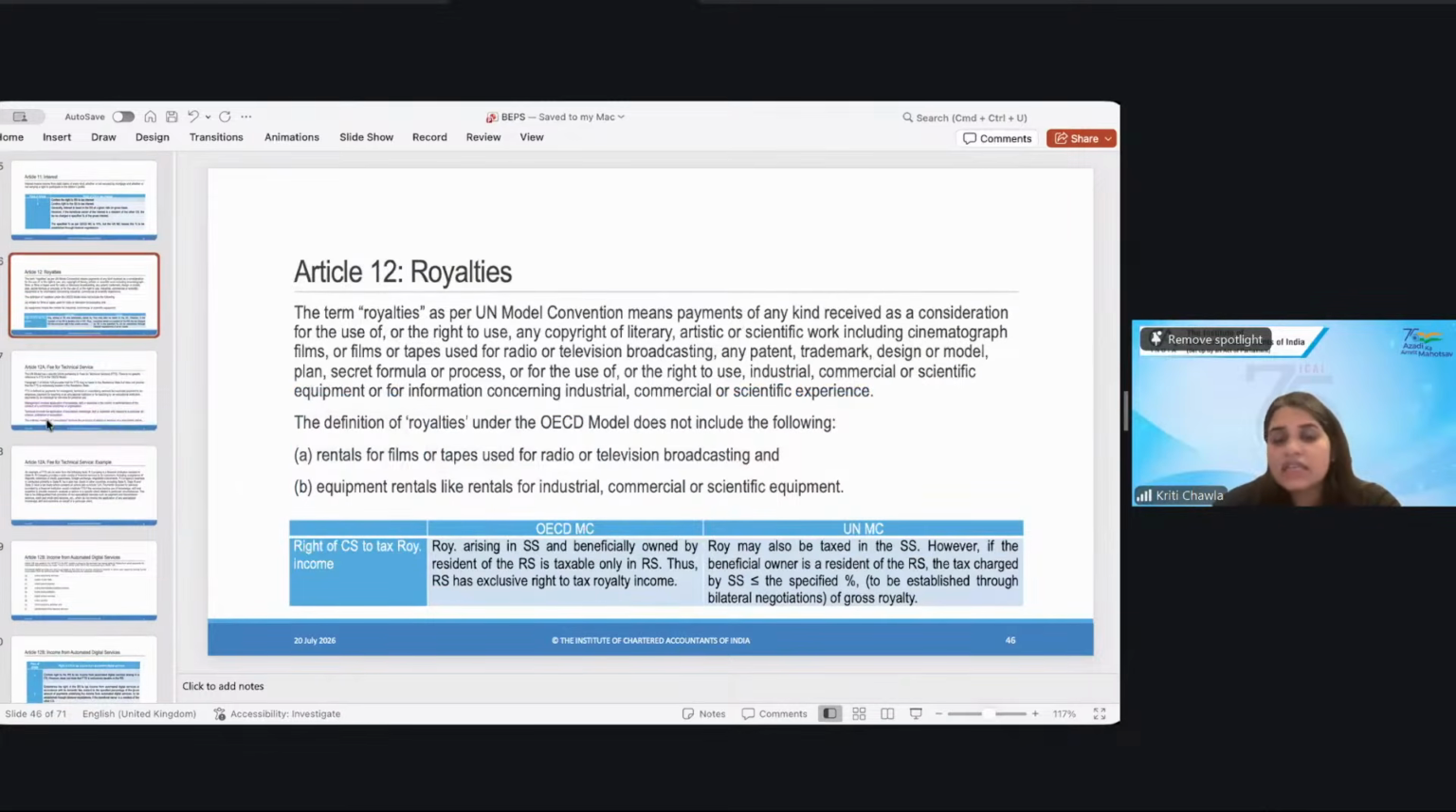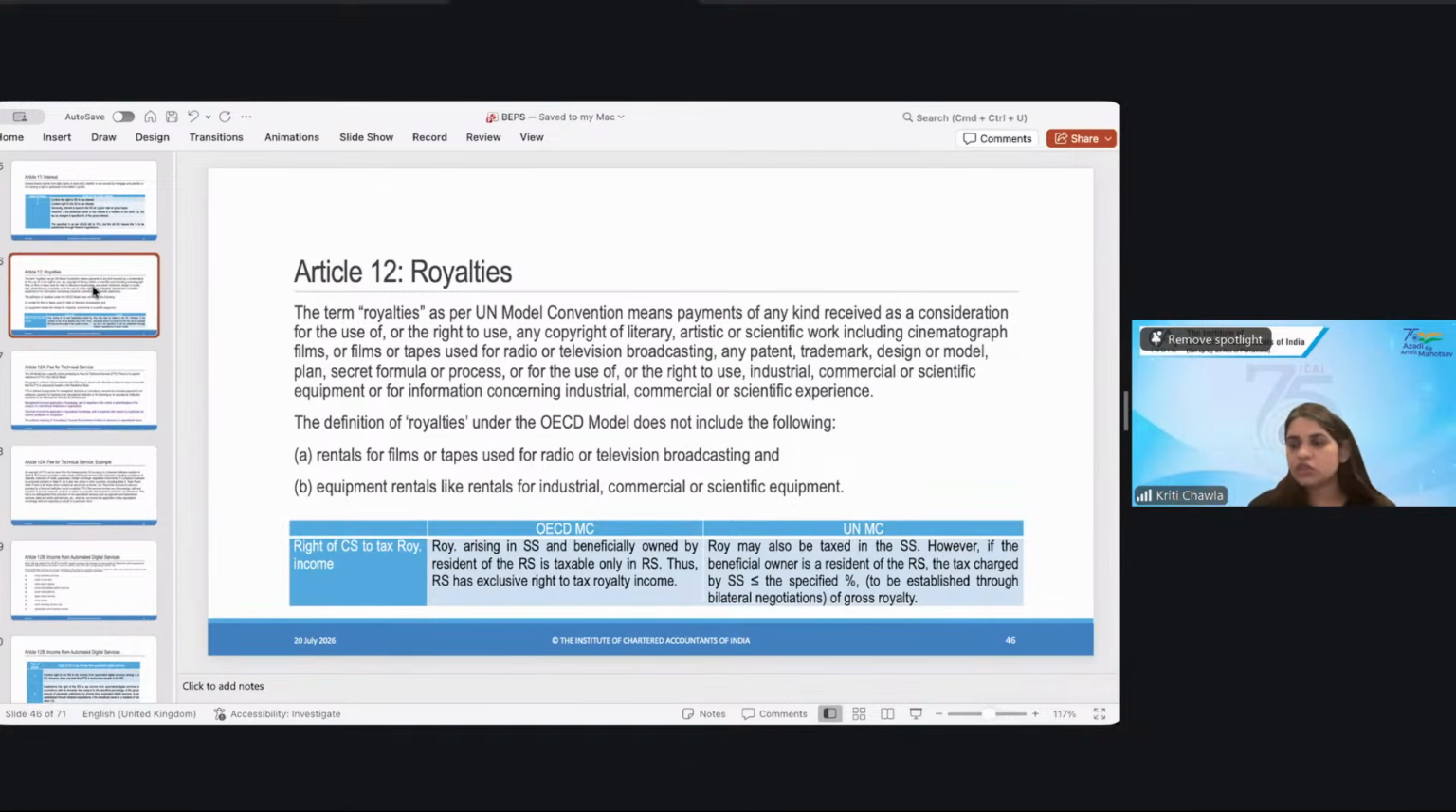Now, the next thing is basically royalties. How is royalty to be taxed? This is Article 12 of the Model Taxation Convention. Before we get started on how royalty is going to be taxed, what is the right of the contracting state to tax royalty, the first thing is to understand the definition of royalty, because the definition of royalty is different in the UN Model Taxation Convention and different in the OECD Model Taxation Convention.